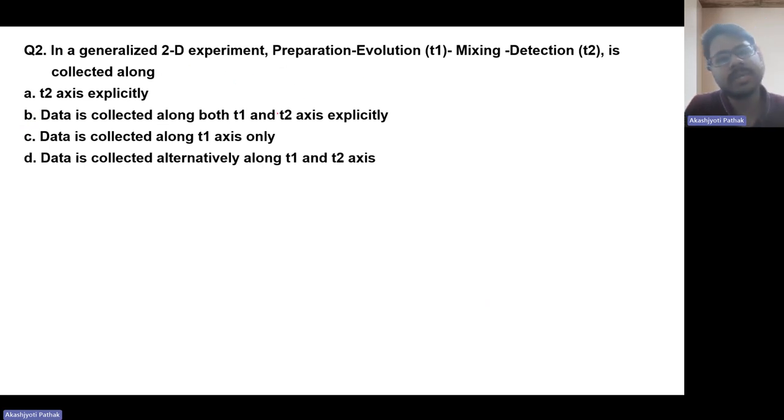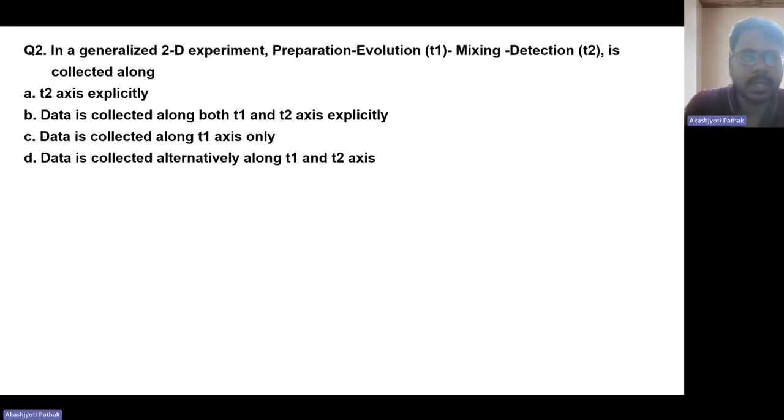In a generalized 2D experiment, preparation, evolution, mixing, time is collected along T2 axis explicitly. Data is collected along both T1 and T2 axis explicitly. Data is collected along T1 axis only. Data is collected alternatively along T1 and T2 axis. This concept, the generalized 2D experiments, we had discussed in the last live session. So if you remember the concept, you can try to answer this question.